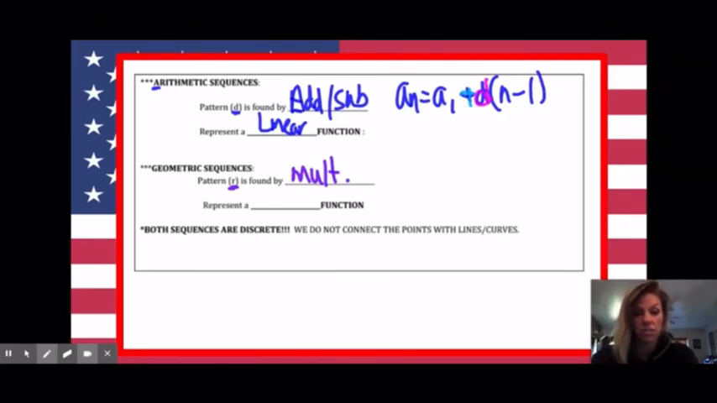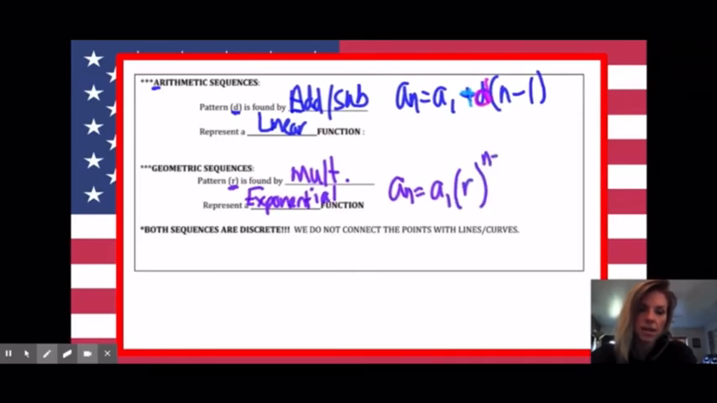If it's a geometric sequence and the pattern is multiplication, that means it must be an exponential function, okay? The formula is A sub n equals A sub 1 times R raised to the n minus 1. So a couple things to notice. Number one is it's got R in it instead of a D. The A sub 1 and the R are right next to each other, so they're being multiplied, which is what your pattern does, multiplication.